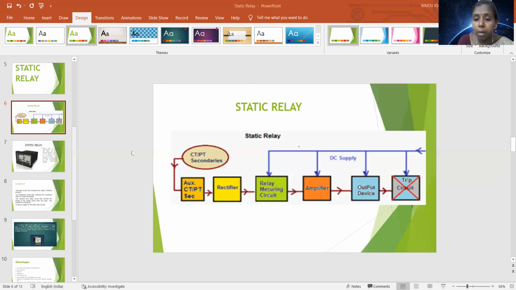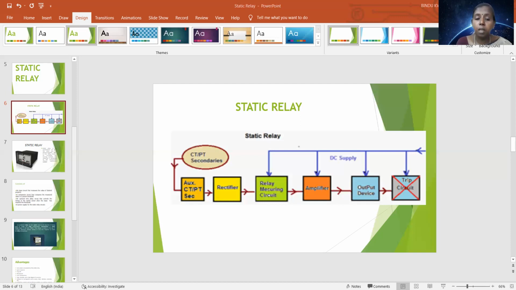Here you can see the block diagram of your static relay. The static relay mainly comprises the current transformer and the potential transformer. It also has an auxiliary CT and PT circuit, a rectifier circuit, a relay measuring circuit, an amplifier, an output device, and the trip circuit. These are the major components of the electric circuit.